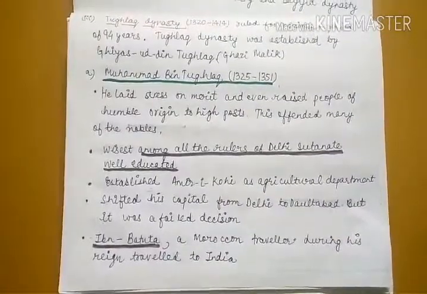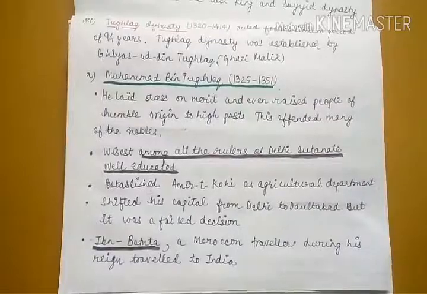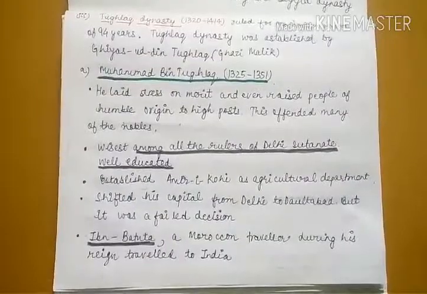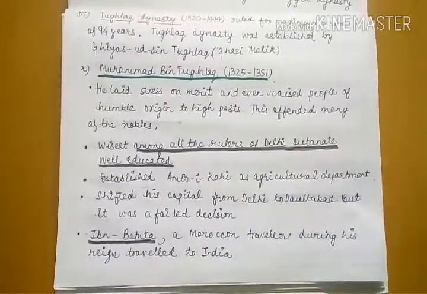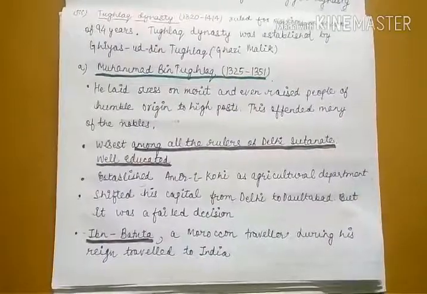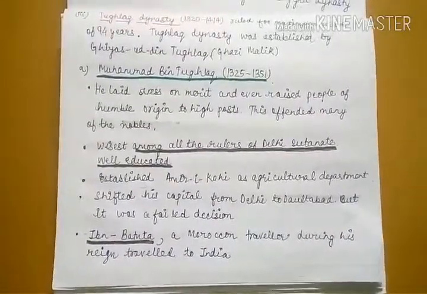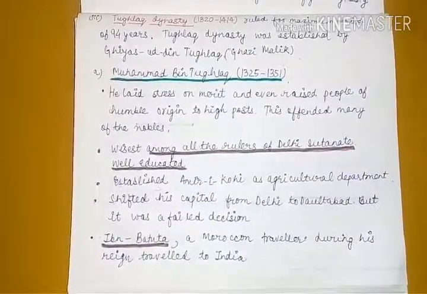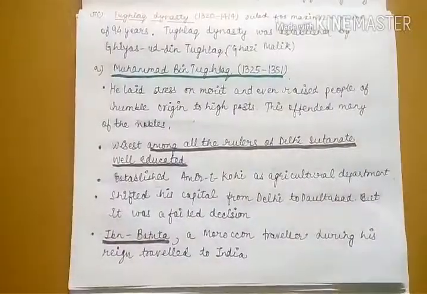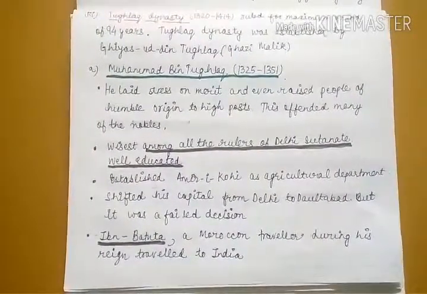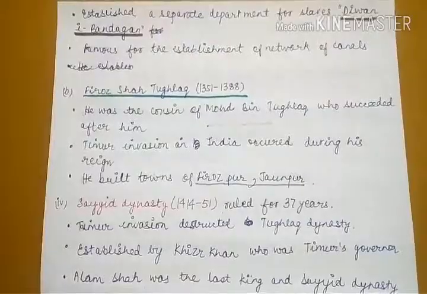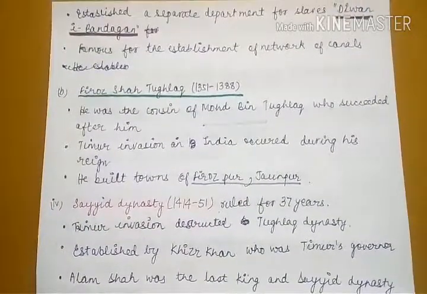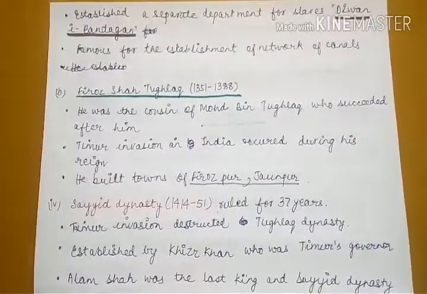For agriculture, he established the department Amir-i-Kohi. One of his most controversial decisions was the transfer of the capital from Delhi to Daulatabad in the south. The king thought that by this move he could control southern India also, but later on that capital was abandoned. Ibn Battuta, a Moroccan traveler, traveled India during his reign. He established a separate department for slaves called Diwan-i-Bandagan. He is known for the establishment of a network of canals in his kingdom.